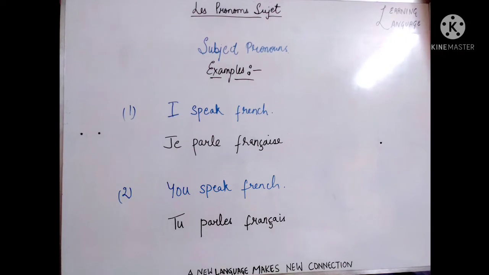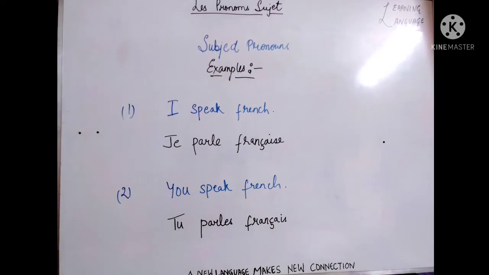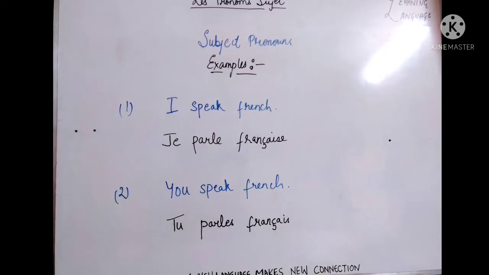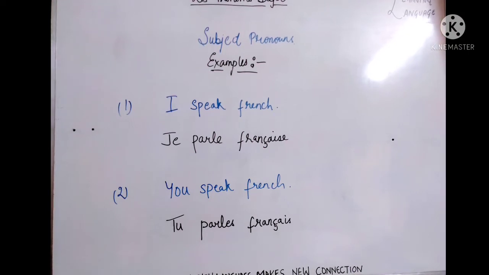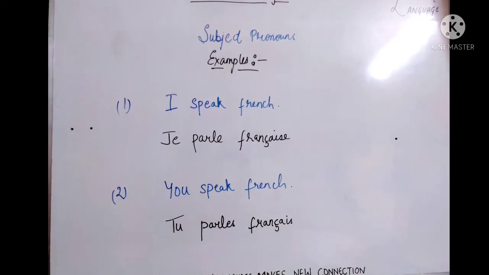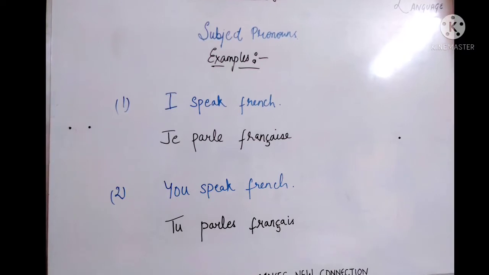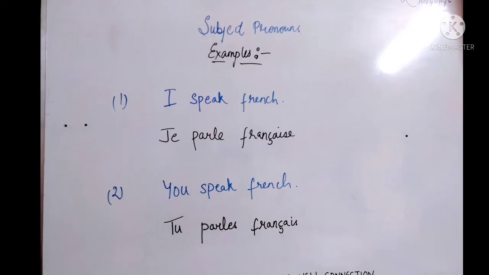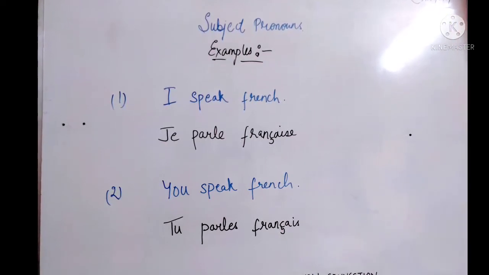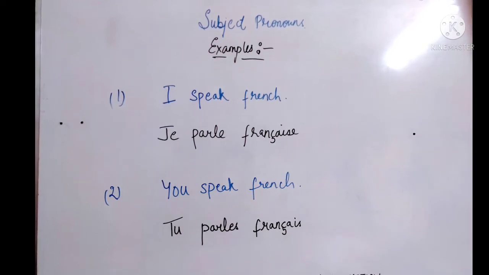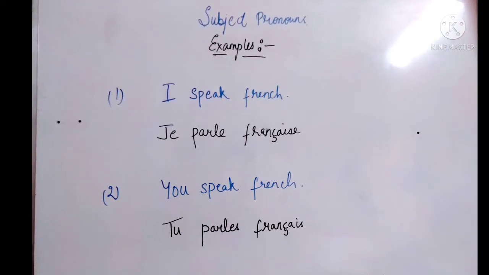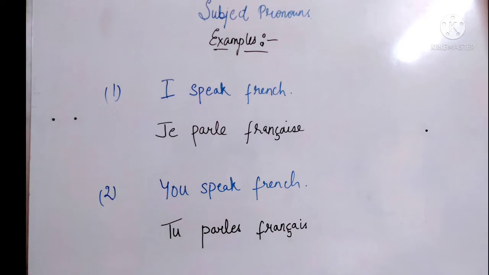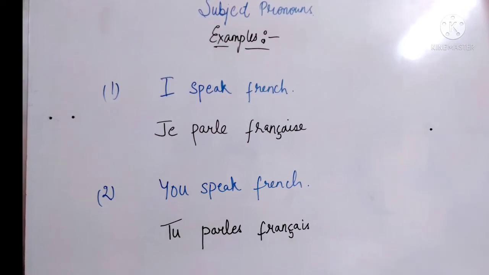Now let's have a look at some examples. So for je, I speak French: Je parle français. So for I am using je. J is capitalized because it is at the beginning of the sentence. Parler is a verb which conjugates with the subject, then français. Now let's go to another example. You speak French: Tu parles français. Now the pronunciation of parler is the same in both examples, but the spelling is different because the conjugation of the verb goes differently with each and every subject.